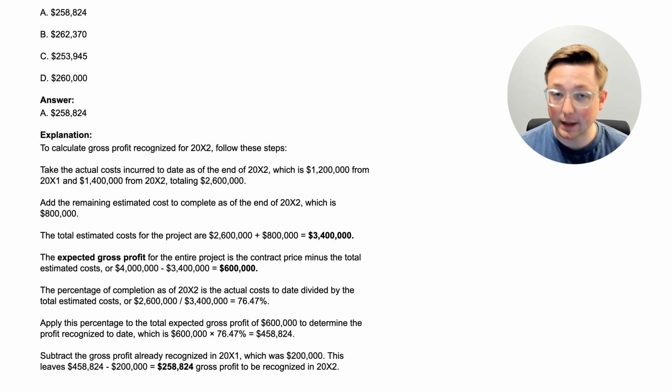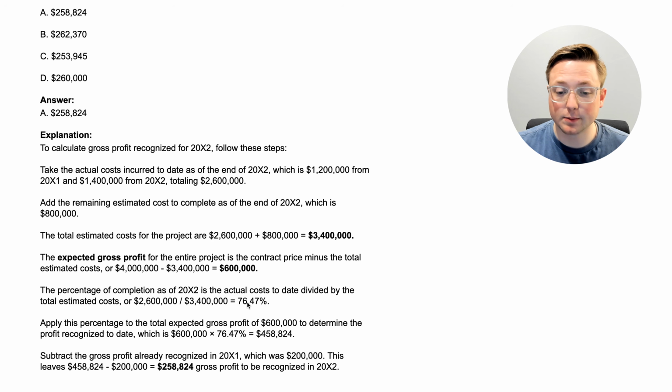Now that we know the expected gross profit for the whole project, we can figure out how much of that gross profit is being recognized in 20X2. The percentage of completion as of 20X2 is the actual costs. So this $2,600,000 of actual costs. So these are the costs that they have already incurred. They know we already spent this money. You divide it by the total estimated cost. So $2,600,000 out of $3,400,000. That means that according to the costs, the project is 76.47% complete.